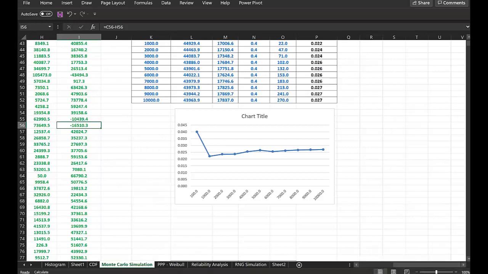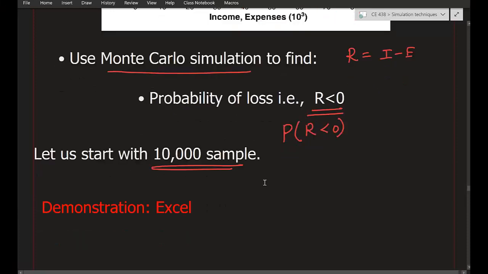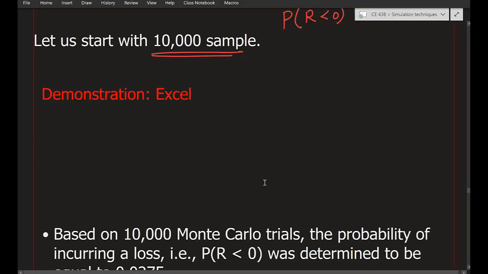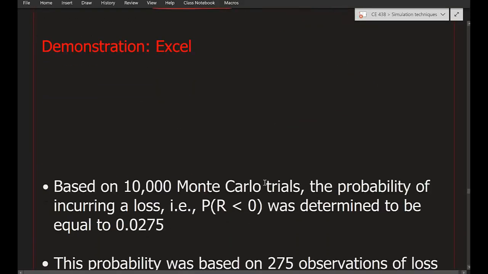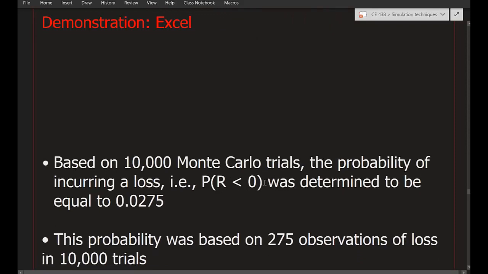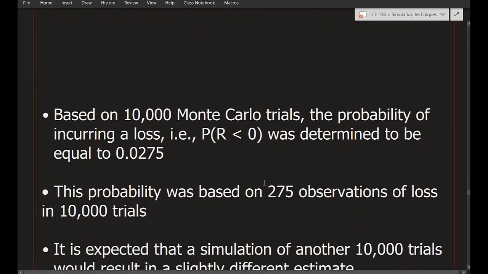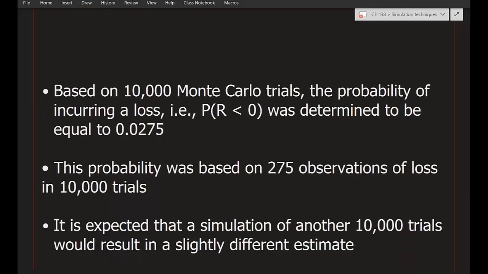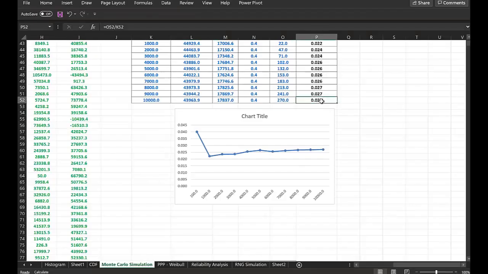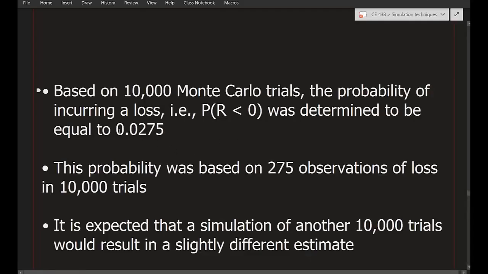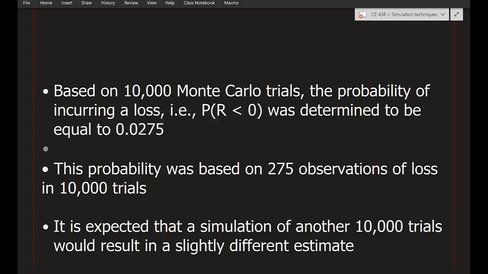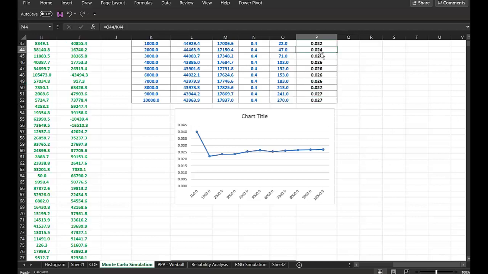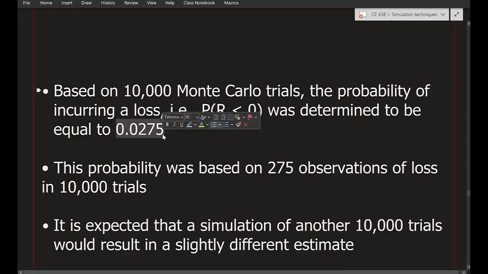So this we can discuss in this. This will be demonstrated using an Excel sheet, showing how we can calculate the probability of loss. For example, in this Excel sheet I have a probability of loss of 0.275 for a 10,000 sample, while for even a 1,000 sample I have 0.24.